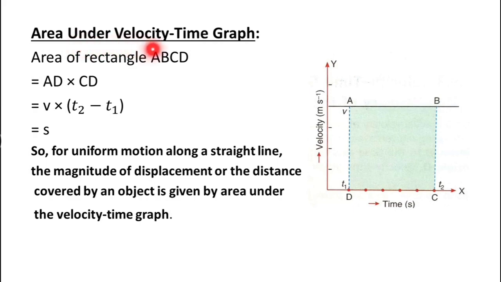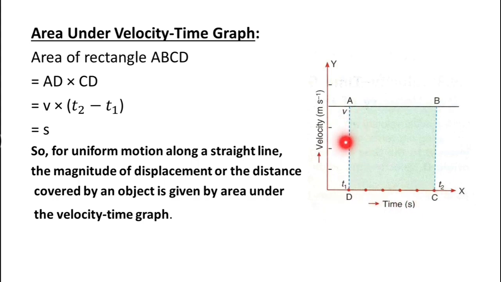What does the area under the velocity time graph give? To determine this, let us consider 2 points A and B on the graph. Let point A correspond to time t1 and point B correspond to time t2. Then we draw a normal from the point A to the time axis, which cuts the time axis at the point D, and a normal from the point B cuts the time axis at the point C. Consequently, we have a rectangle ABCD.